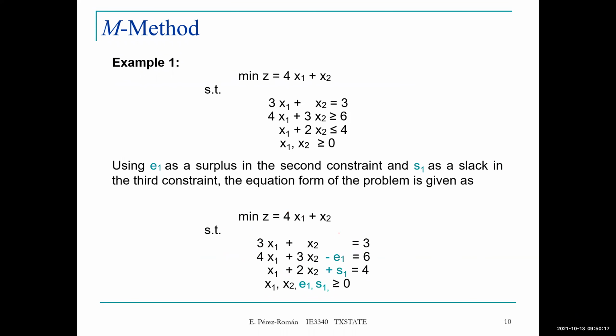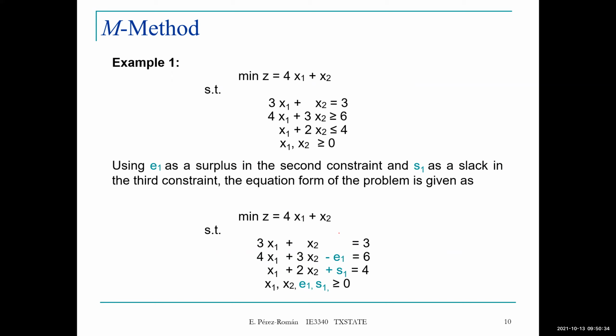Okay, so let's look at this example. Here we have a minimization of 4x1 plus x2, and then we have 3 constraints. One of them is an equality, one of them is greater or equal to, and then the last one is a less than or equal to constraint.